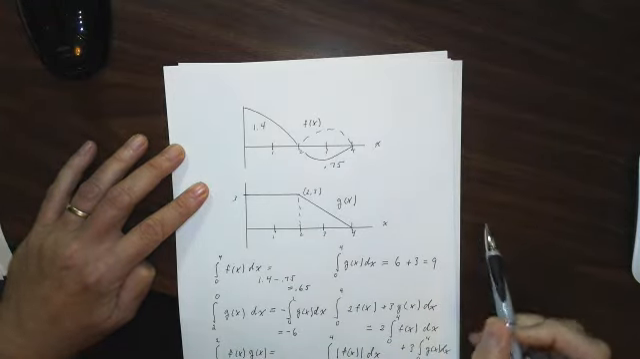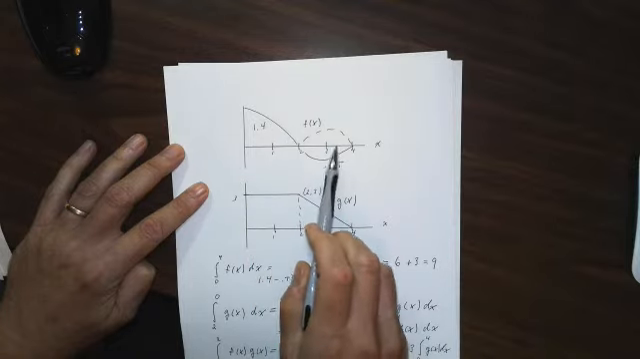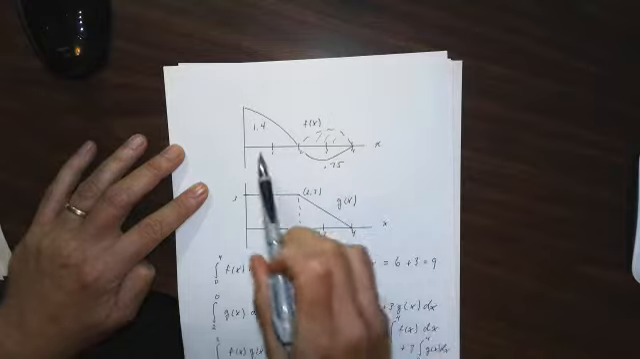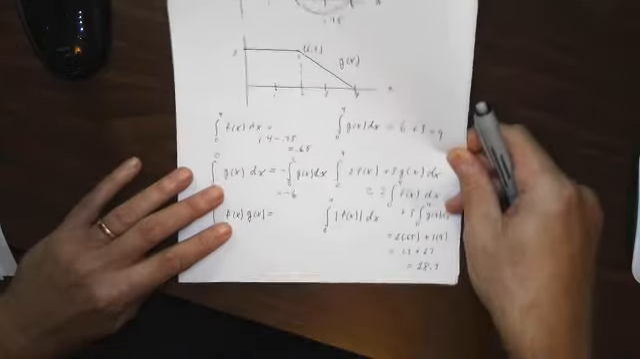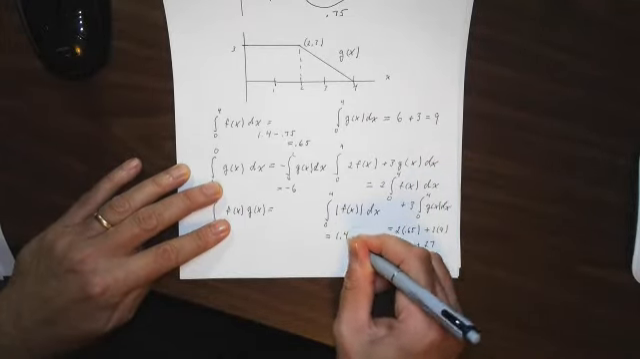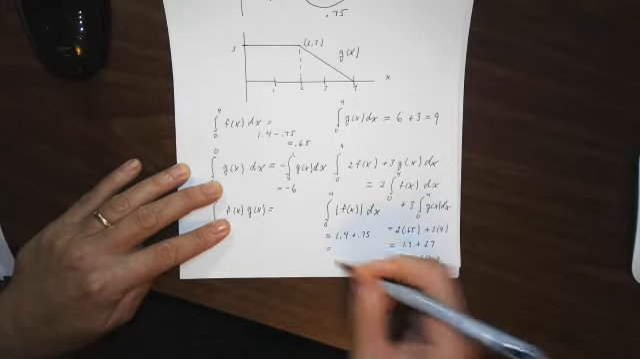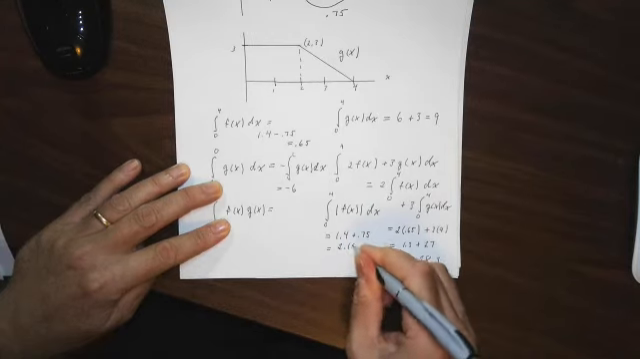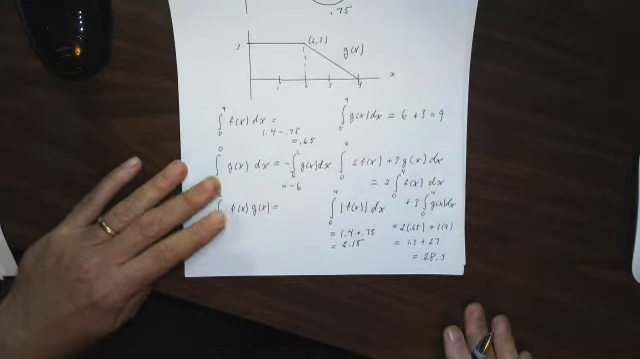So now the integral will be the area under the curve from 0 to 2 plus the area under this dotted curve from 0 to 4. So it's going to be 1.4 plus 0.75, which is 2.15. Again, check my arithmetic. 2.15.